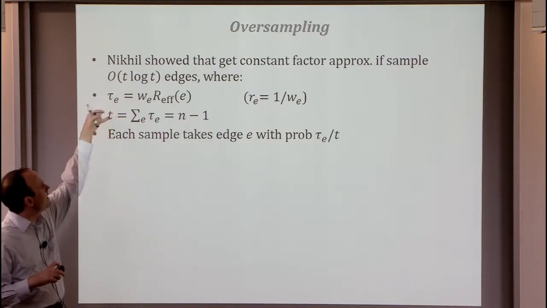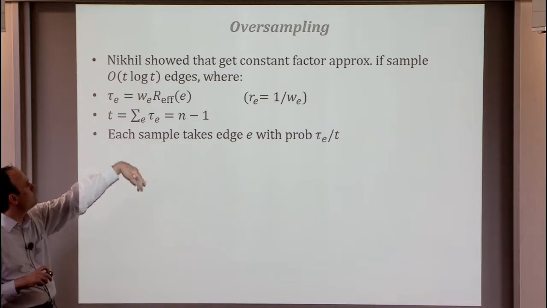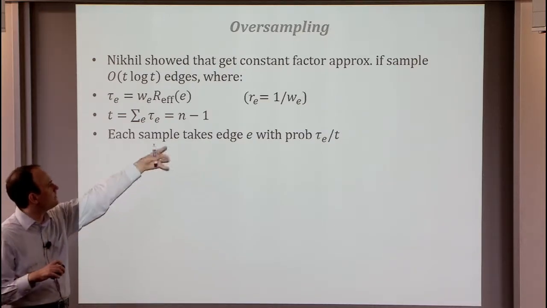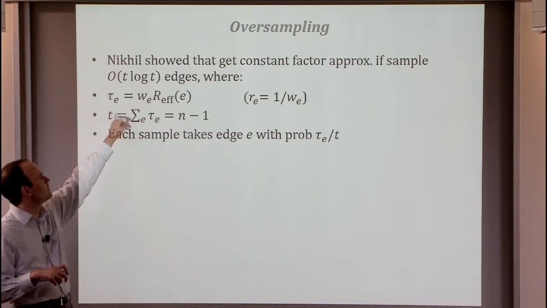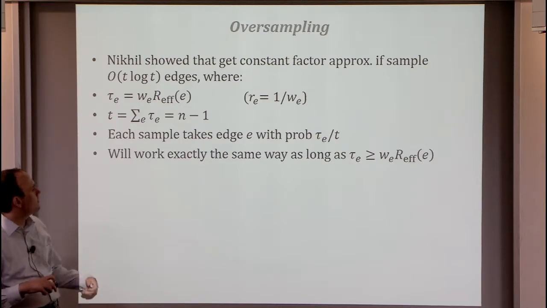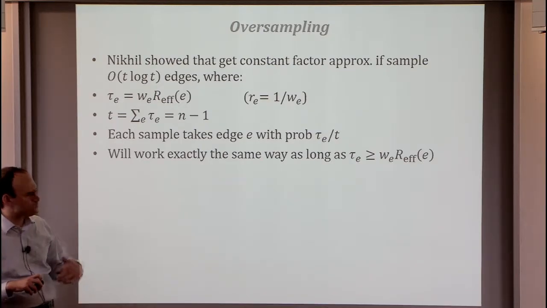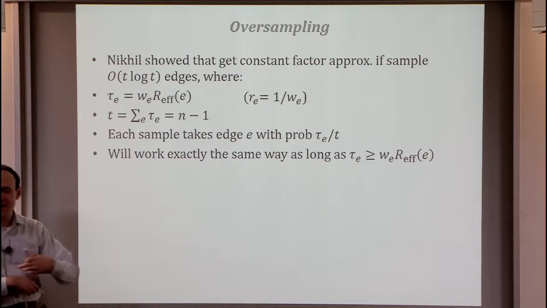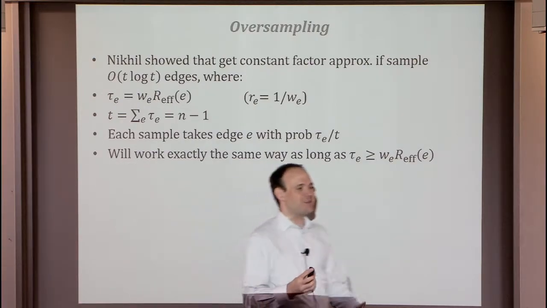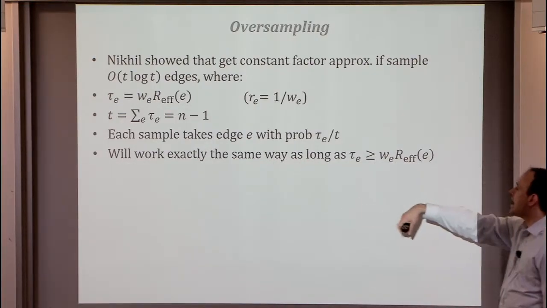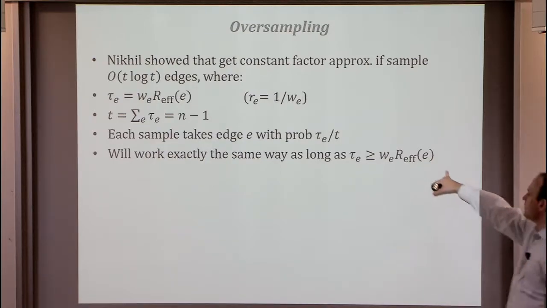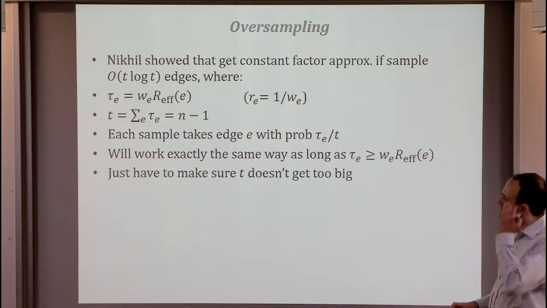And the setup was that for each sample, we take independent samples of each edge with probability tau over the total. And the number of samples is what dictates how sparse a graph we get. That's dictated by t. And it will work exactly as long if we use lower bounds, but we have to make sure that t isn't too big.